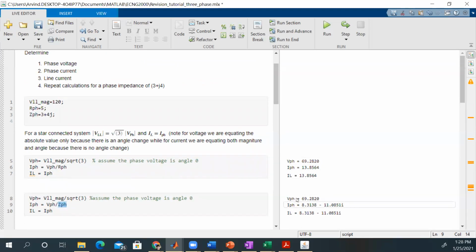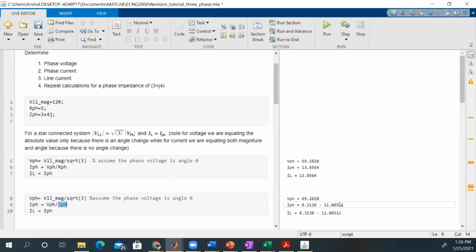Good. So we still have to find V phase, which is the same. We have to find I phase, which we are finding the same way, except now instead of R phase, we have Z phase, which gives us this current here, and IL is equal to I phase, which is identical. Didn't have to add any 30 degrees or anything, right? If it was a voltage that I was looking at, then I would have to look at adding the 30 degrees or so, because in that case, the angle is different, but this one is identical, right?